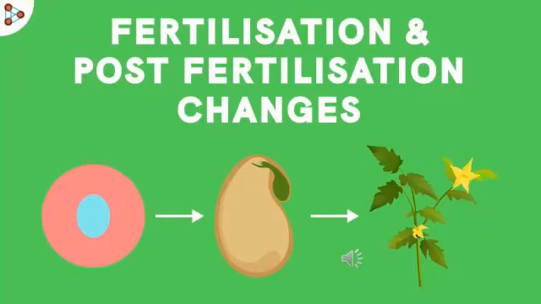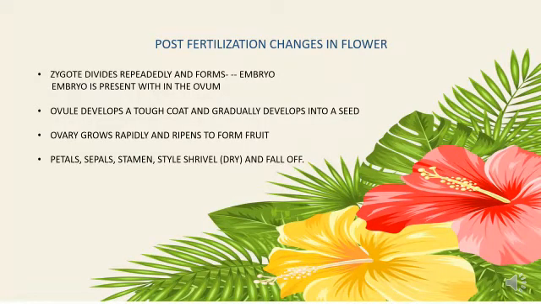We discussed fertilization. Now today we are going to discuss post-fertilization changes. Post-fertilization changes are nothing but the changes that take place in the flower after fertilization. After fertilization, the zygote divides several times to form an embryo within the ovule. Then the ovule develops a tough coat around it and gradually converts into a seed. And the ovary grows rapidly and ripens to form a fruit.